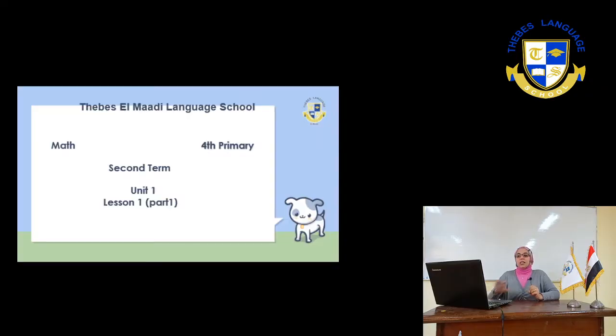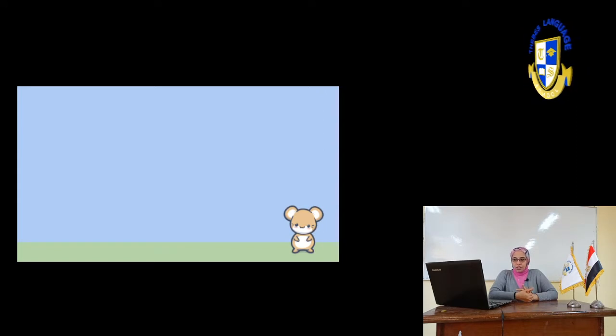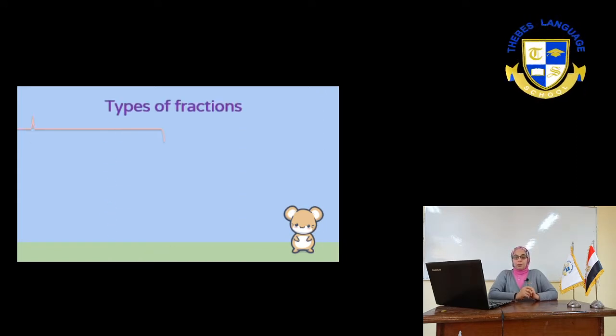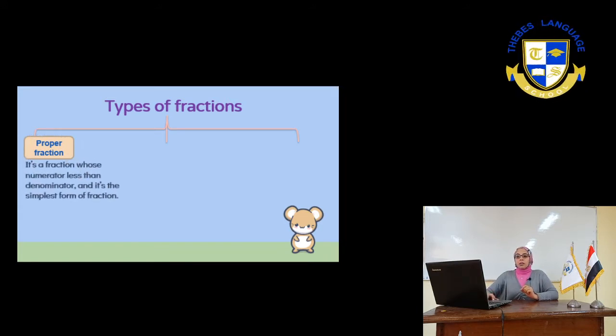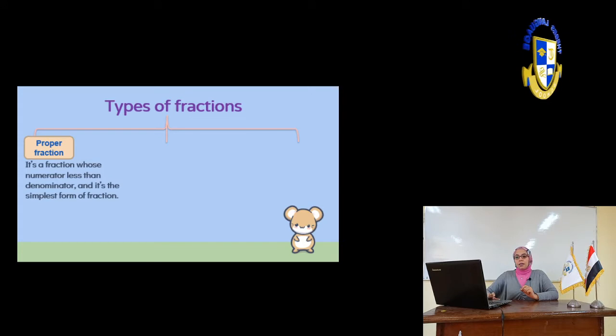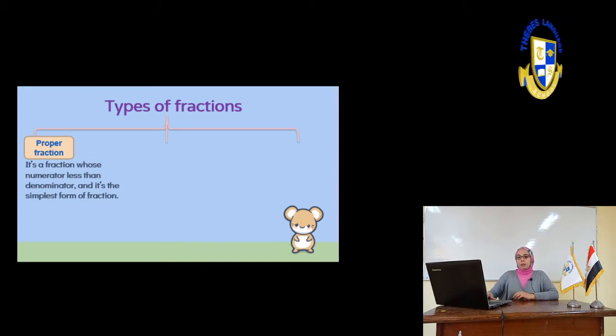At first, what are the types of fraction? We have three types of fraction: proper fraction, improper fraction, and mixed number. A proper fraction is a fraction whose numerator is less than the denominator. The numerator is less than the denominator.